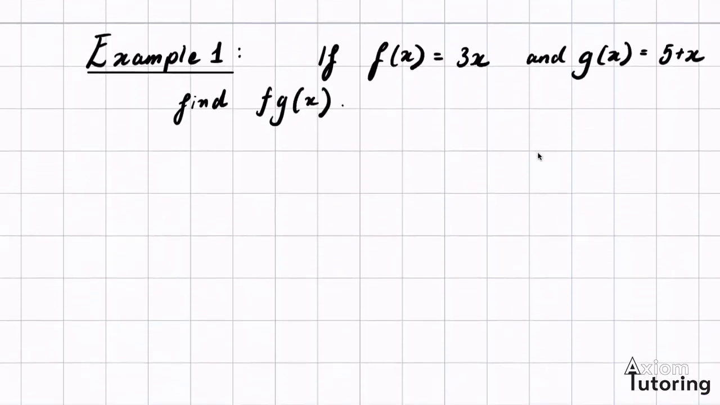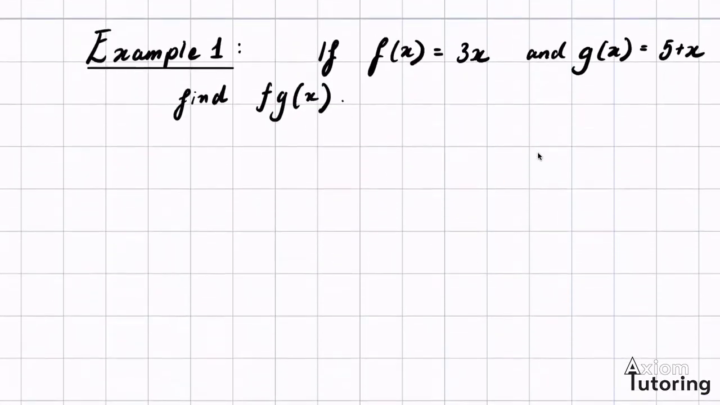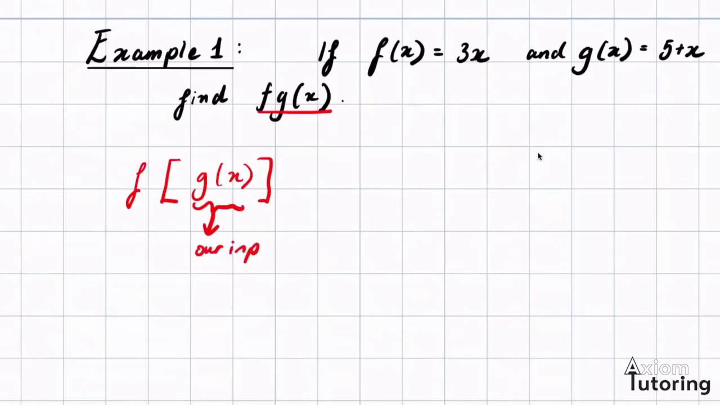So if we do a very simple example to help contextualize this, we want to find fg of x when f of x is 3x and g of x is 5 plus x. So we can rewrite what this means here. To help us, we'll write fg of x is the same as doing f of g of x, where g of x is our input.